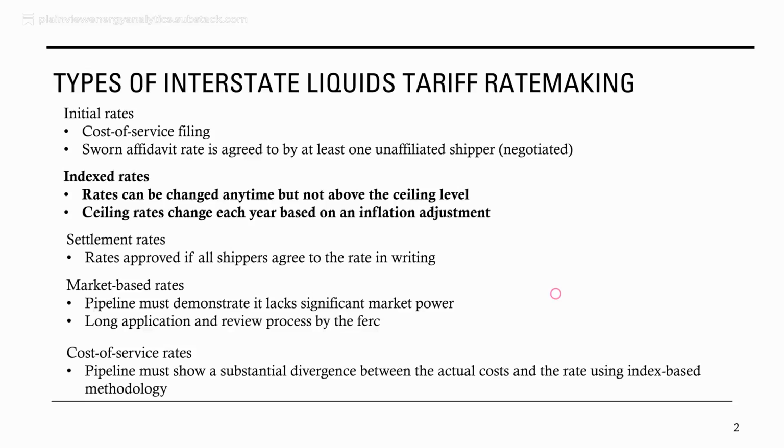Cost of service rates is probably the least common on the liquid side. Basically, a pipeline can propose to FERC and say, hey, using this index won't work for us. We're just not recovering our cost of service. And there's a substantial divergence between what we can recover with this index rate and our cost of service. So we should be able to do a cost of service and raise our rates that way.